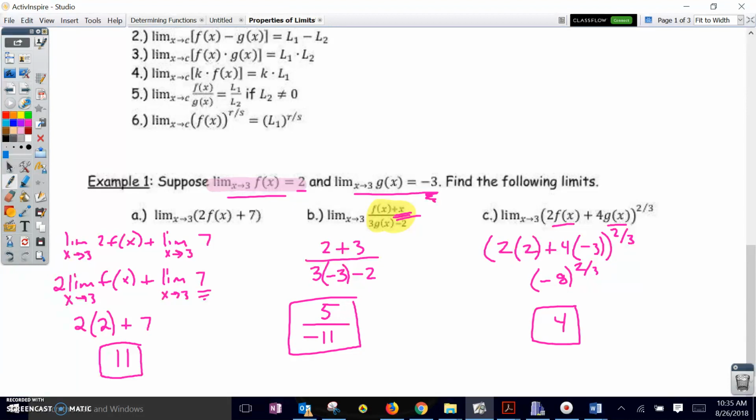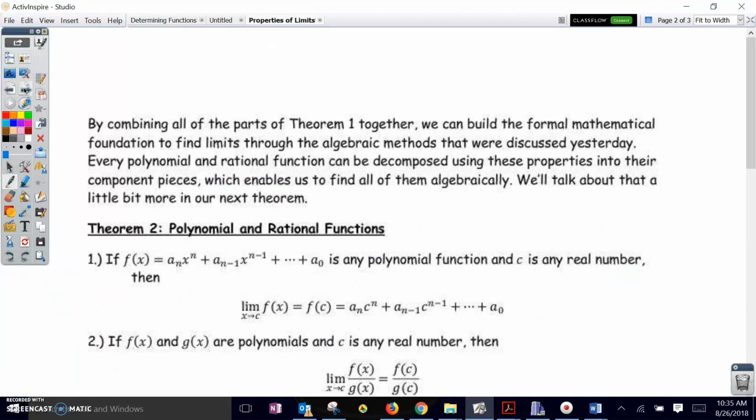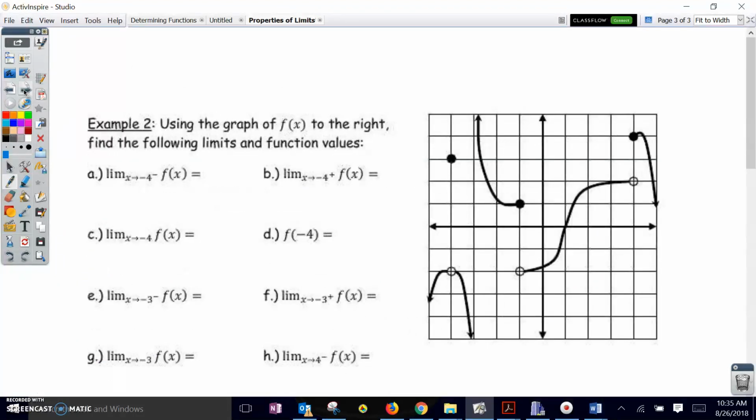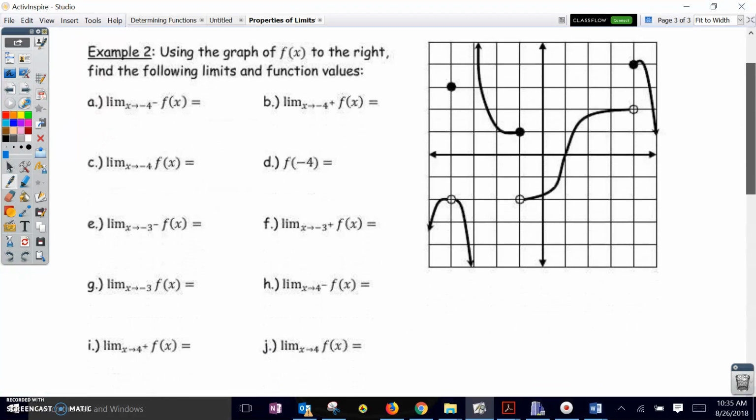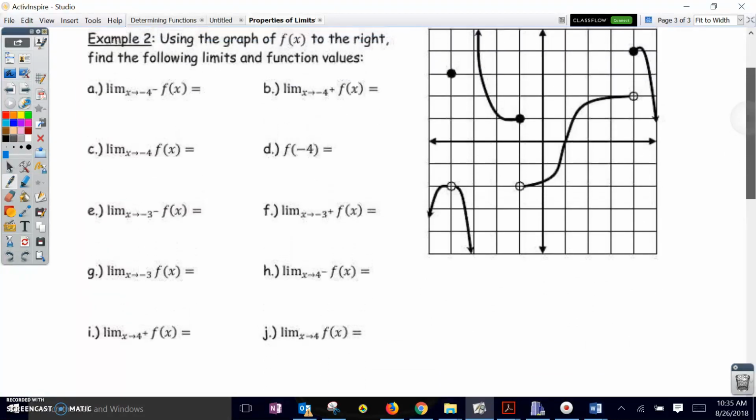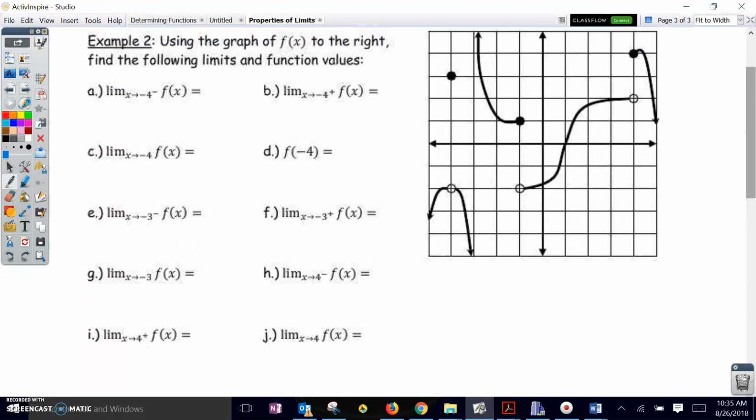Okay, let's skip ahead here to the second example in the lesson, where we're finding limits at various points graphically here, a through j. We're using the graph. Okay, so first one. Limit as x approaches negative 4 from the left. Here's negative 4. As x gets closer and closer to negative 4 from the left, what value does the function approach? Well, the function is coming from down here, and it's getting closer and closer to this value right here. Alright, so it's approaching negative 2.